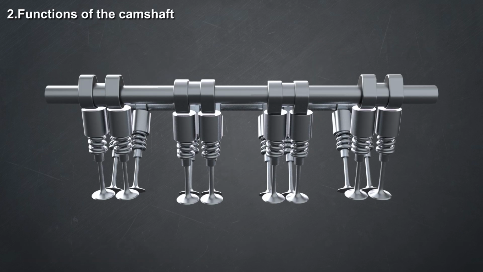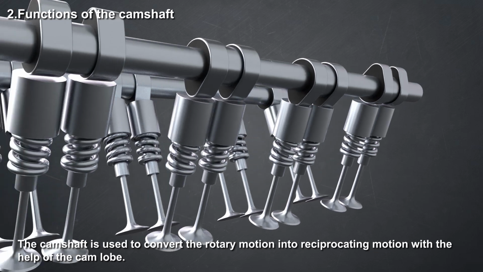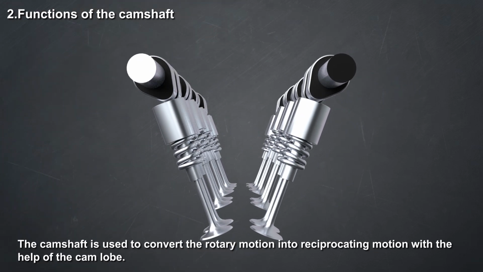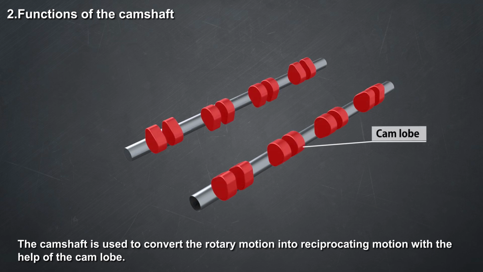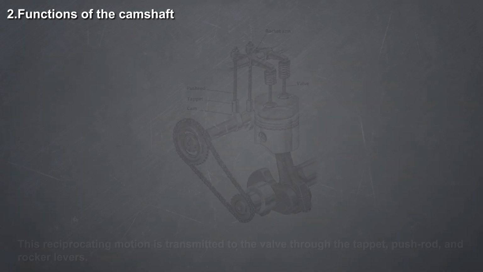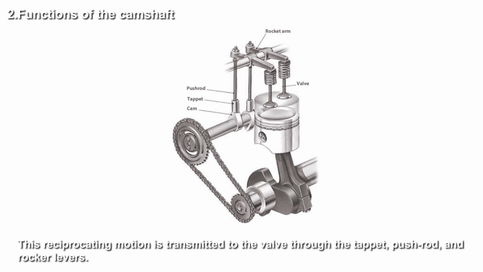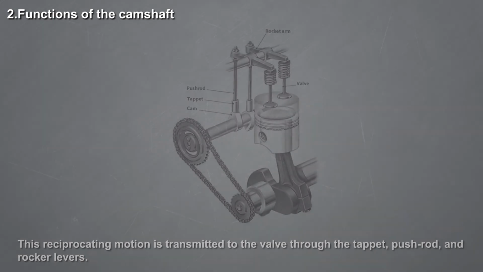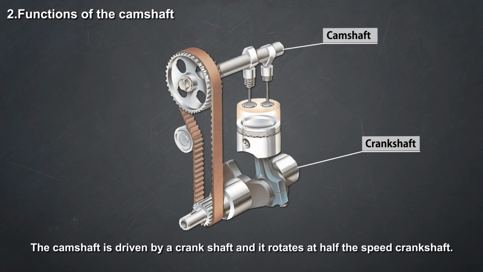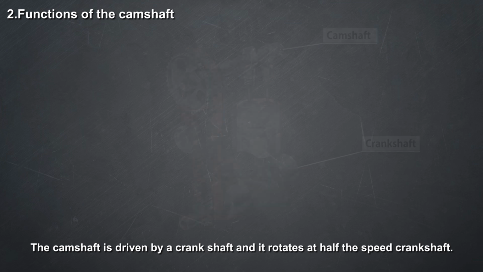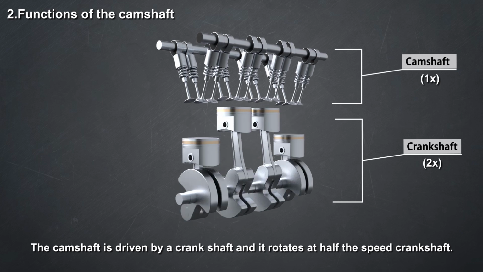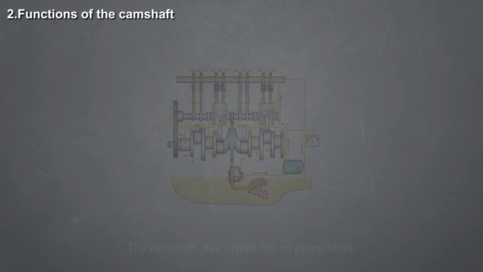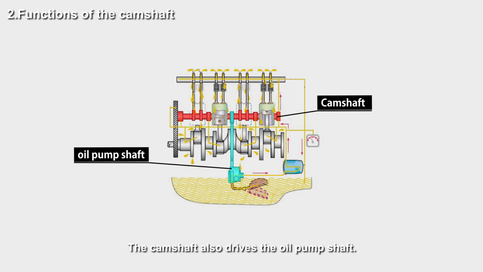Functions of the camshaft. The camshaft is used to convert the rotary motion into reciprocating motion with the help of the cam lobe. The reciprocating motion is transmitted to the valve through the tappet, push rod, and rocker levers. The camshaft is driven by a crankshaft and it rotates at half the speed of the crankshaft. The camshaft also drives the oil pump shaft.